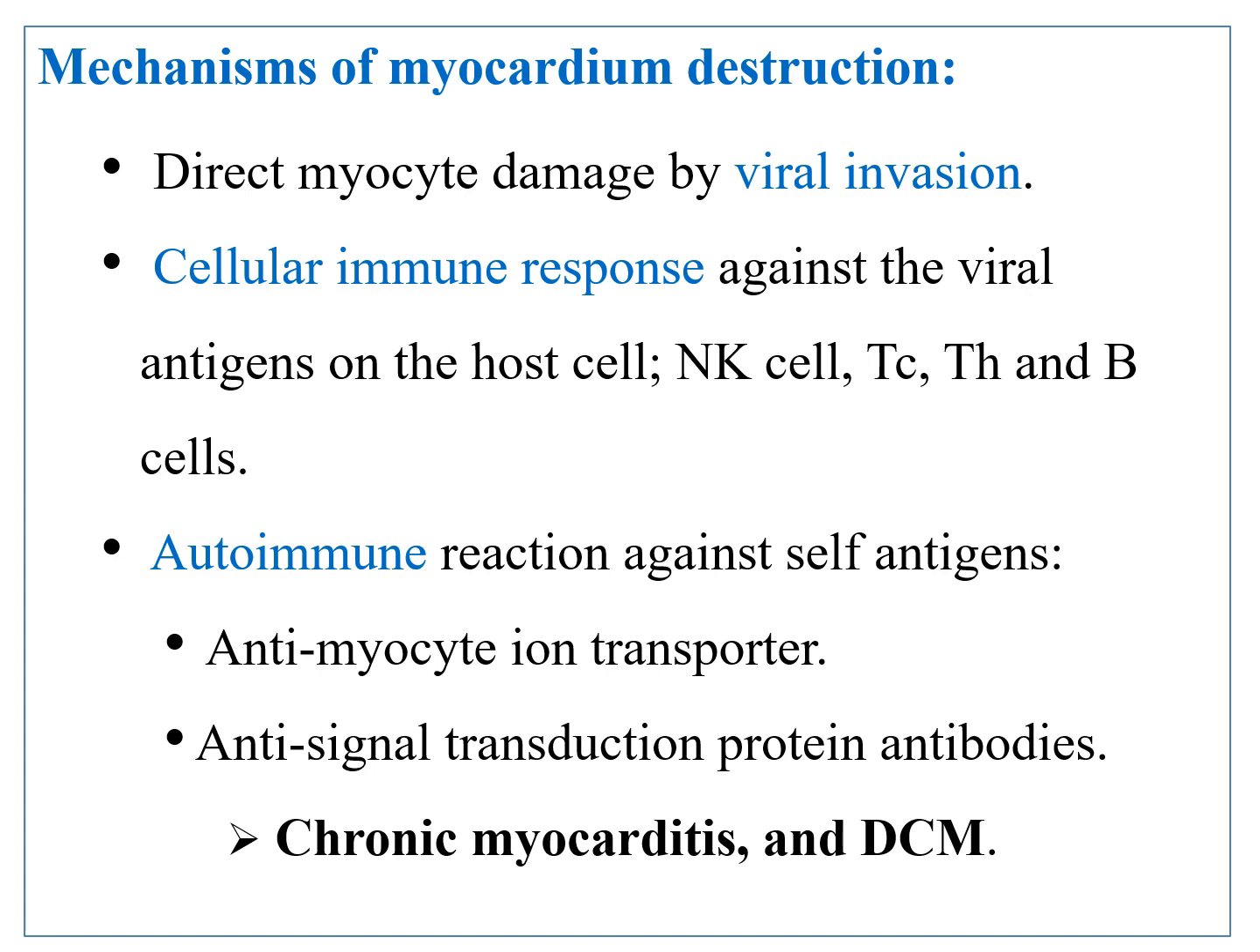In this case we also have autoimmune destruction of the myocardium because some antibodies are produced against self-antigens, such as the myocyte ion transporter and the signal transduction proteins. Because the inflammation is now happening in the form of autoimmunity, it becomes chronic inflammation, leading to chronic myocarditis and then dilated cardiomyopathy, then heart failure and death of the patients.